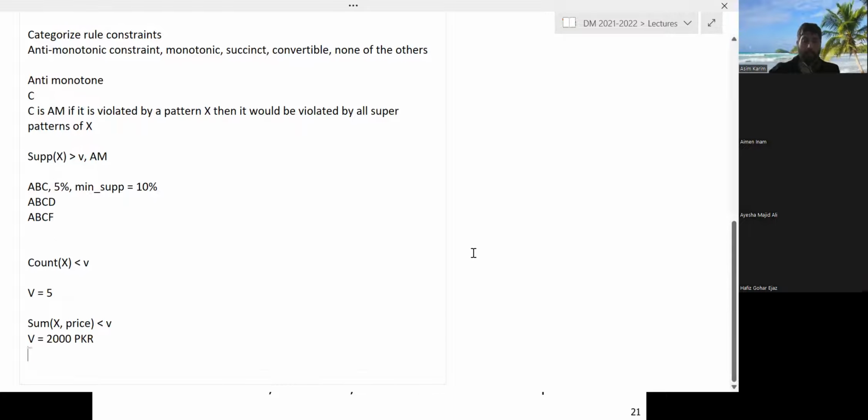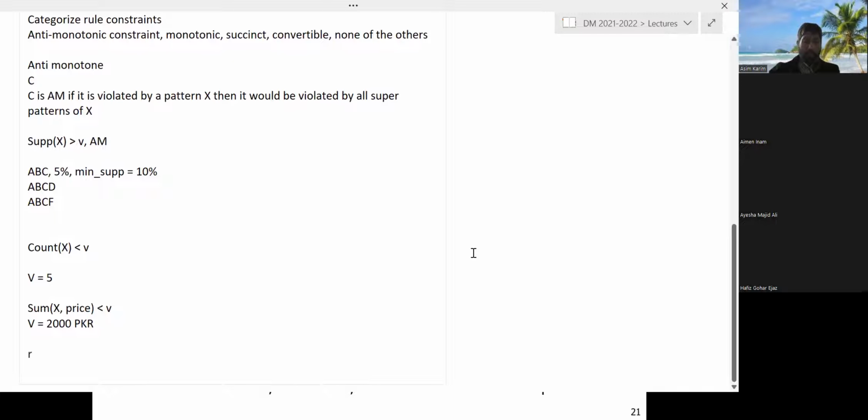And of course, there are others as well. There's an example given regarding range of the prices of items within the item set X. Okay? So if the range is, let's say, greater than V, it is violated. So this constraint is also anti-monotone.